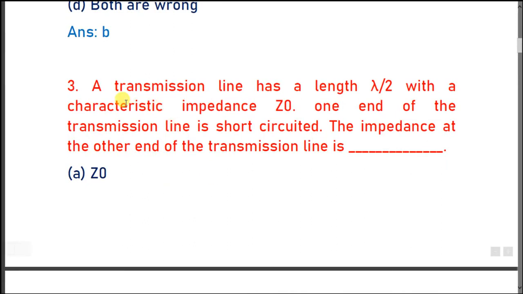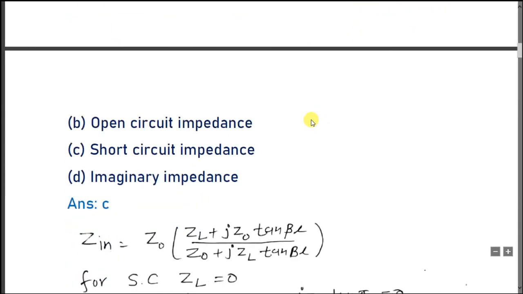Okay. Now transmission line has length lambda by 2, with characteristic impedance Z0 at one side and the other side is short circuited. What is the impedance? So if you observe that one end is short circuited, that means ZL is equal to 0 from one side. And if you see the impedance from the other side, then we will see the short circuit impedance. Okay, and that value is equal to 0. So your answer is C. You will see the short circuit impedance.